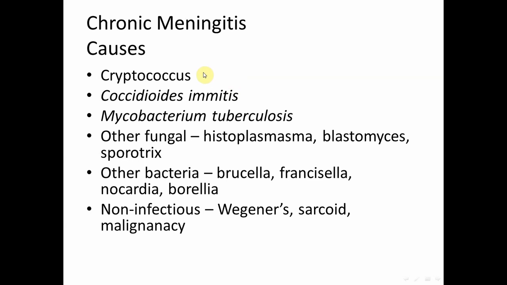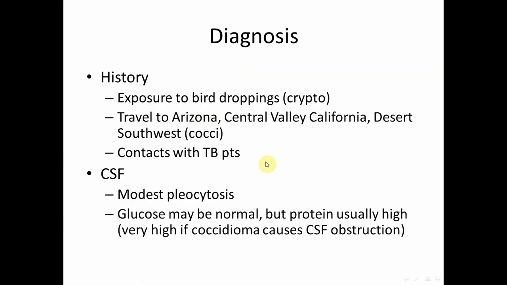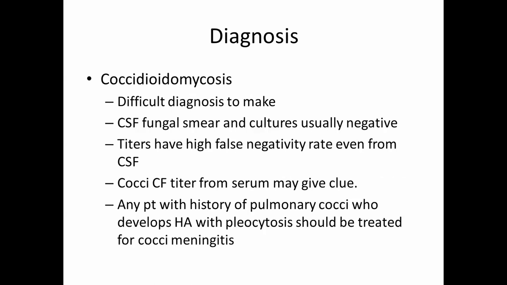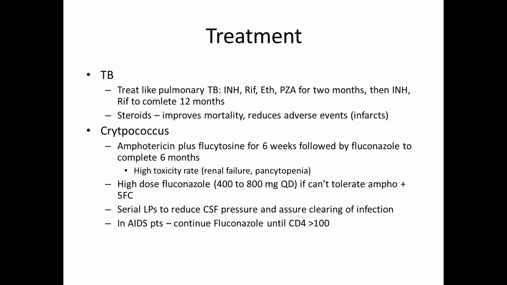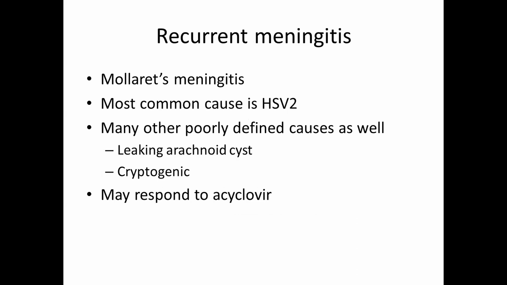Chronic meningitis is a rare type caused by these types of microorganisms, but it is a rare condition. The presentation here is insidious, slowly progressing, with low-grade fever and persistent, worsening photophobia. Diagnosis depends on history. The most common type of chronic is TB meningitis, and the diagnosis here is difficult. There are other types of chronic meningitis. TB meningitis needs treatment with multiple drugs as in pulmonary TB. Other rare types are coccidioidomycosis and the recurrent meningitis caused by herpes simplex virus type 2.